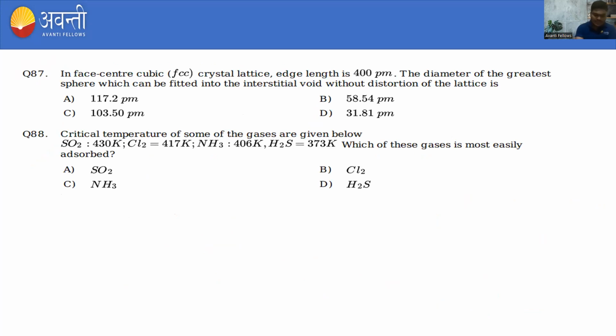Now move to question number 87. What question number 87 basically asks is: in the face centered cubic crystal lattice, the edge length is 400 picometer, and the diameter of the greatest sphere which can be fitted into the interstitial void without distortion of lattice is. So you have to calculate this. We know that for the FCC, let me solve this question here.